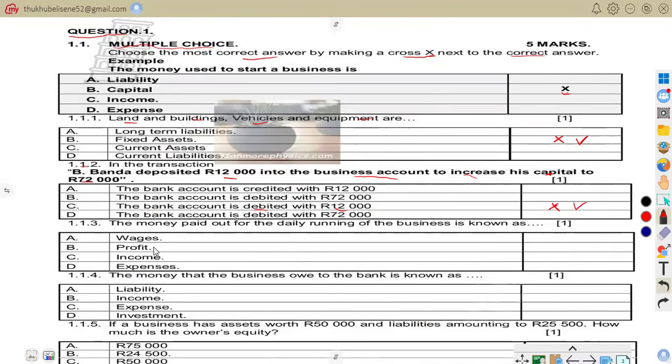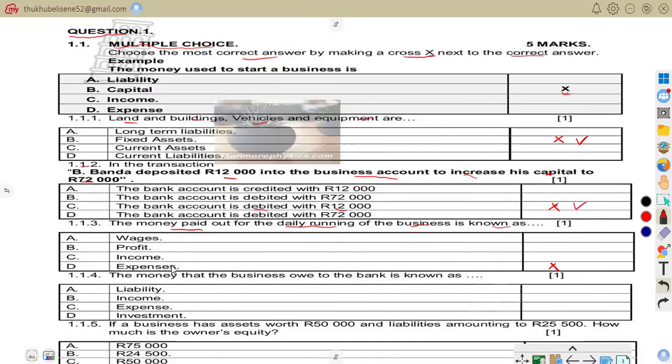Now let us go to 1.1.3. The money paid out for daily running of the business is known as, and we are given these four options: wages, profit, income, and expenses. The answer there is D. The correct answer is D, expenses.